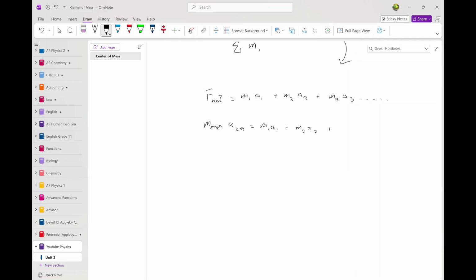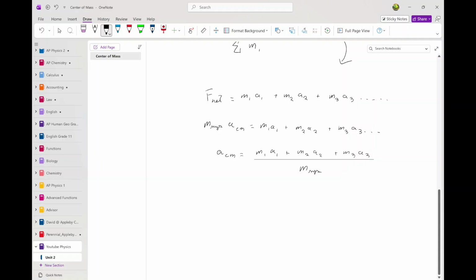M2A2 and M3A3. Now you can see that the acceleration of the center of mass, same as all the other things, ends up being an addition of the mass times whatever center of mass we're looking for, divided by the masses.